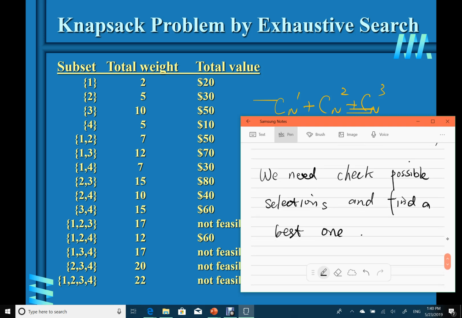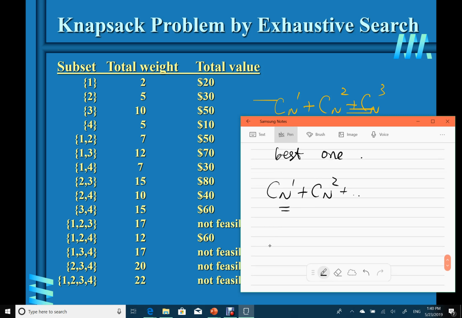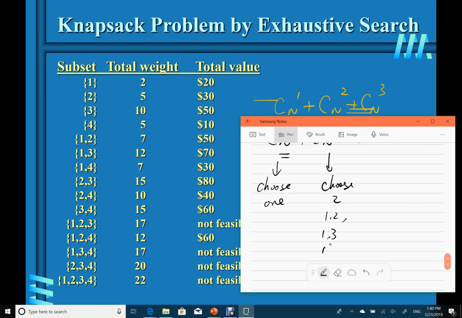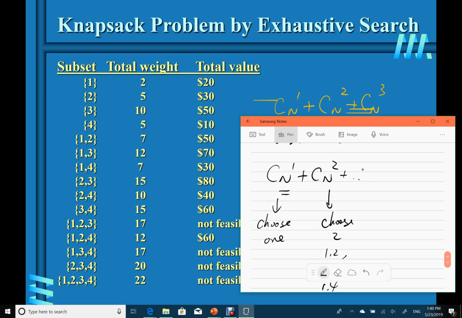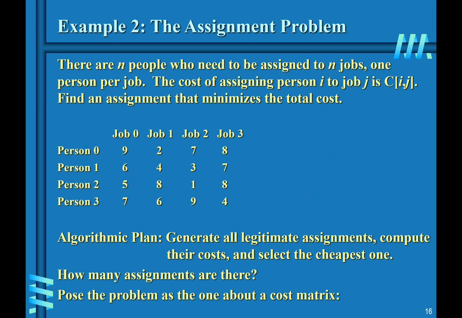So this is the question for us. Here we have n choose 1 plus n choose 2, because we choose 1 item to check, choose 2 to check, for example 1,2, 1,3, 1,4, 2,3, and it continues until we select all. This equals 2 to the power of n minus 1, so it is exactly big O of 2 to the power of n.